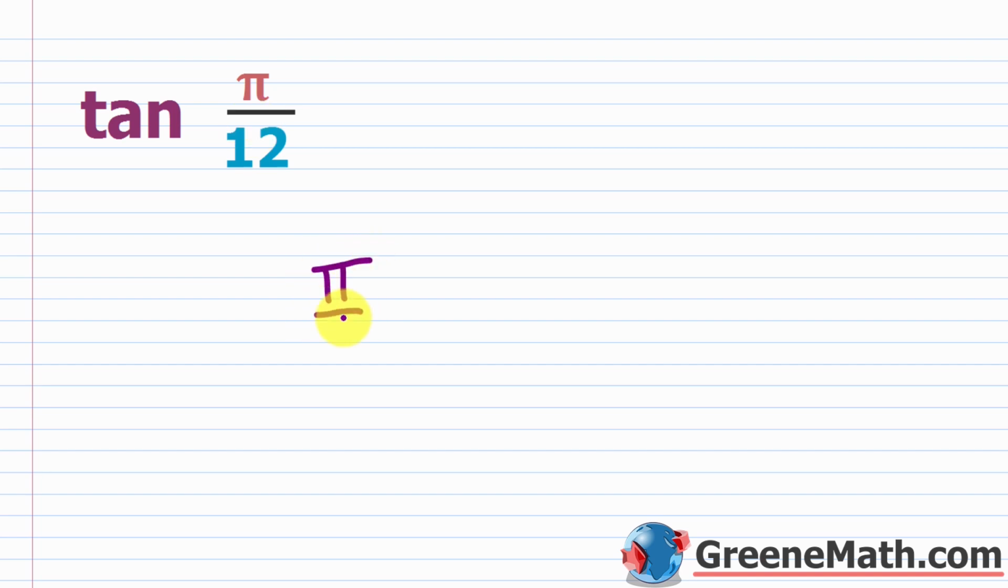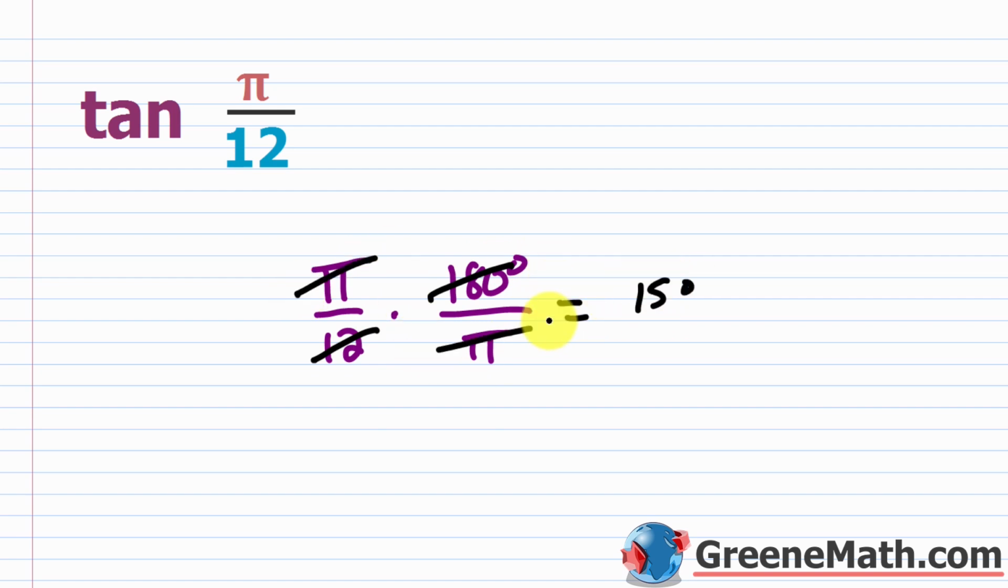So I'm going to go pi over 12 times 180 degrees over pi. Basically, this would cancel with this and give me 15 degrees. So pi over 12 in terms of radians is the same as 15 degrees. Now that I have this in terms of degrees, what two angles could I add or subtract to get 15 degrees? Well, one thing you could do is 45 degrees minus 30 degrees.